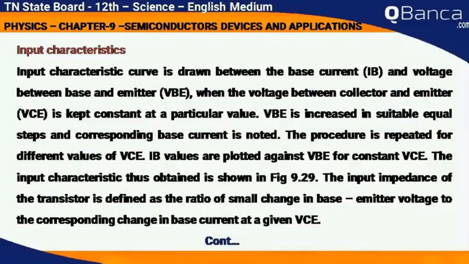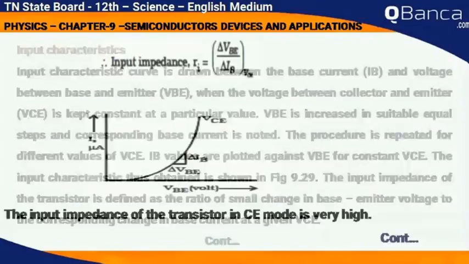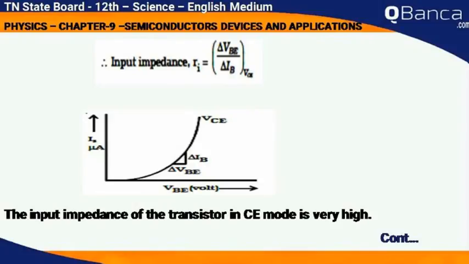The input impedance of the transistor is defined as the ratio of a small change in base emitter voltage to the corresponding change in base current at a given VCE. Input impedance Ri is equal to del VBE by del IB at constant VCE. The input impedance of the transistor in CE mode is very high.